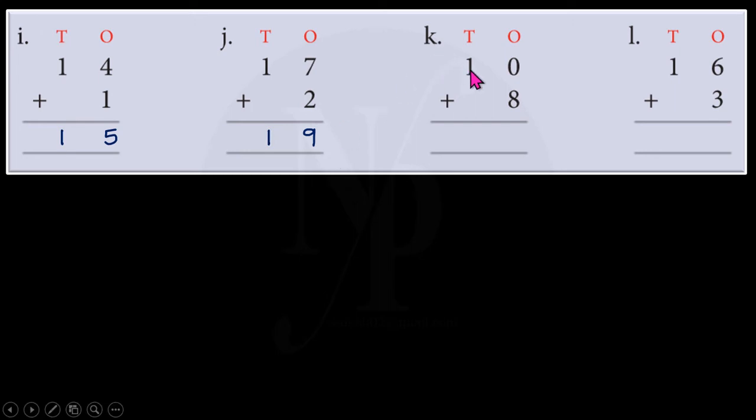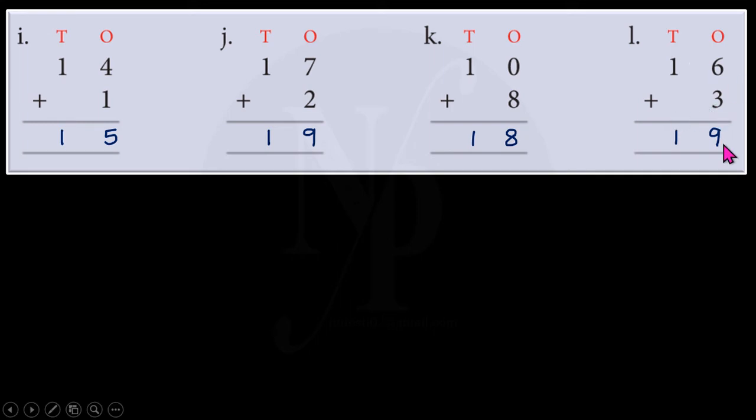K, 10 plus 8. Adding 0 to 8 we get 8. So I write 8 here. And 1 plus 0 is 1. Therefore 10 plus 8 is 18. L, 16 plus 3. Adding these digits first. 6 plus 3 is 9. And 1 plus 0 is 1. Therefore 16 plus 3 is 19.